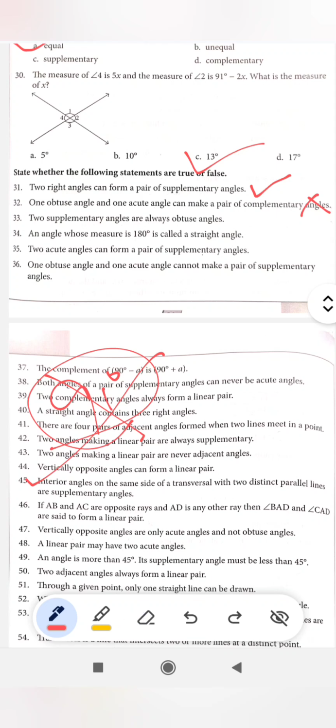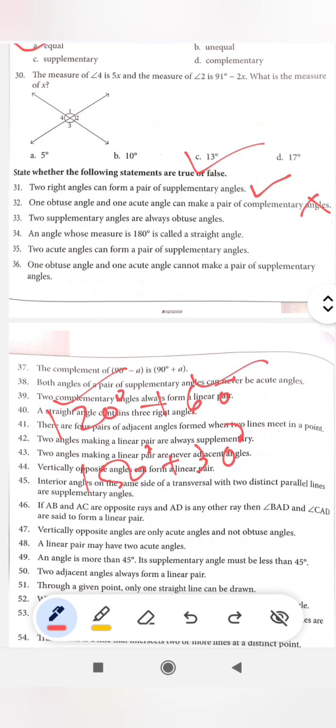Two supplementary angles are always obtuse angles? No. One is 120 degrees, another can be 60 degrees; 150 degrees, another can be 30 degrees. So one obtuse, one acute. Okay, so this one is also false. An angle whose measure is 180 degrees is called a straight angle. Yes, that is correct. True.